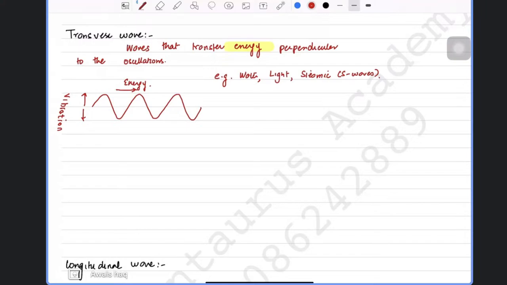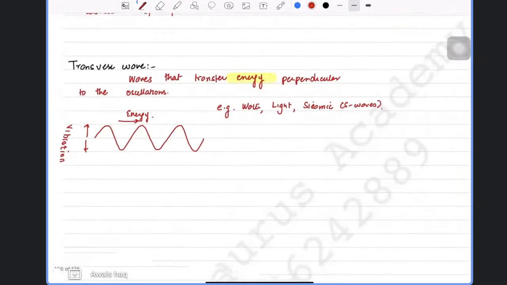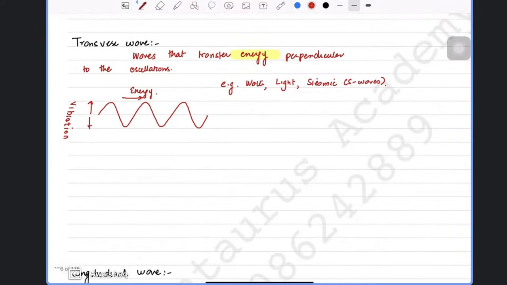Then you've got longitudinal waves. In longitudinal waves, these are, you have written it, should I go forward?